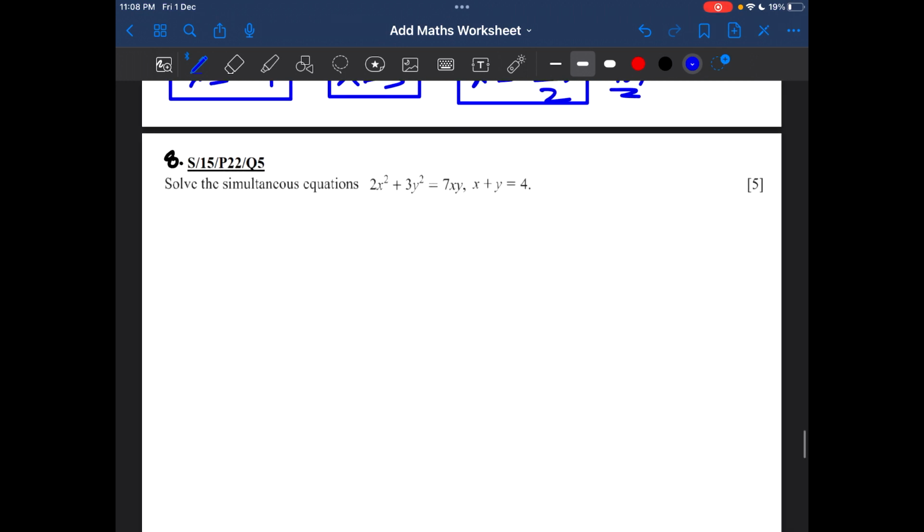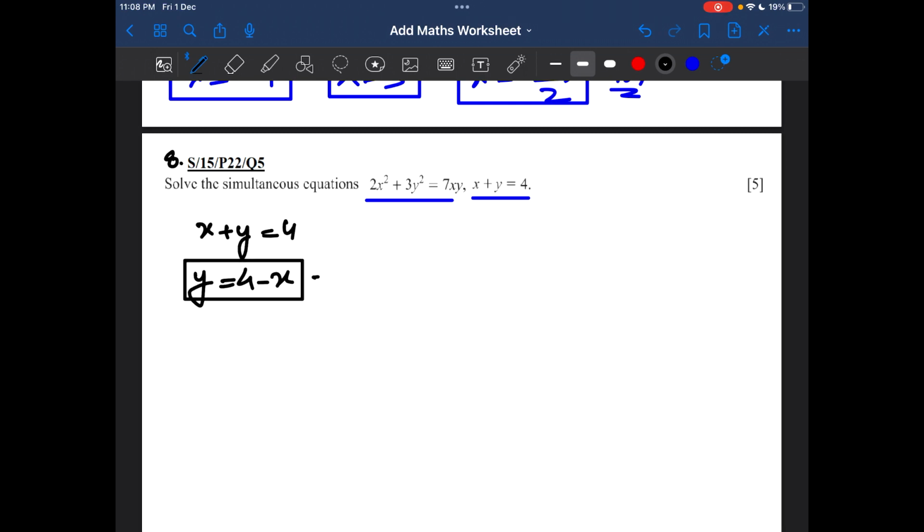Now in question number 8, the question belongs to simultaneous equations. You got 2 simultaneous equations here. First things first, we are going to consider the easiest equation, which is x plus y is equal to 4. And we are going to make x or y the subject. You can put anything as a subject. Let's just make y equal to 4 minus x here.